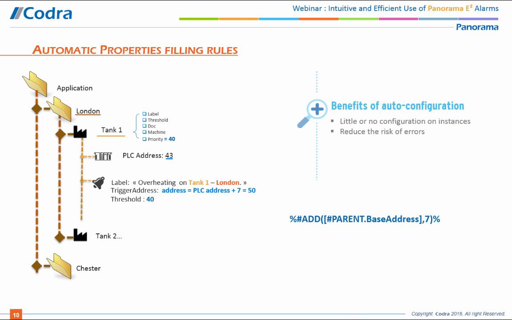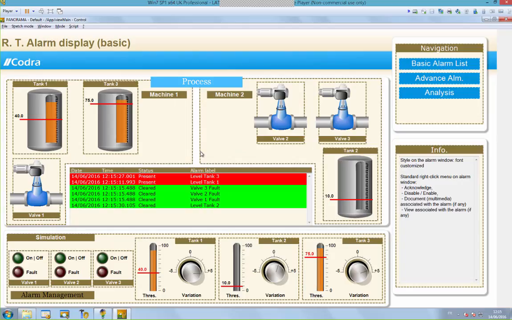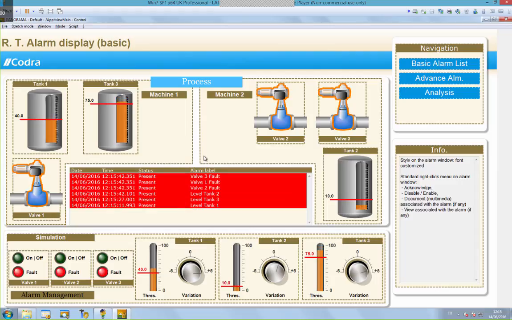So let's try to have a demo. I have to share my screen. Okay, so this is our application screen. It's mainly designed to show you the alarms. We have put in the center the alarm list, and it is surrounded by several components, tanks and valves, that we'll use in simulation to trigger alarms as we need.